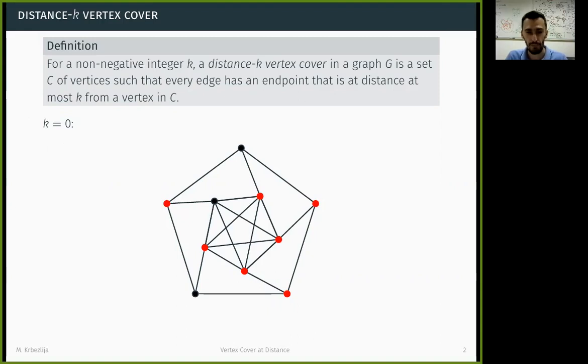When k is equal to 1, this set of red vertices is a distance 1 vertex cover because every edge has an endpoint that is at a distance at most 1 from a red vertex. And when k is greater than or equal to 2, this one vertex will suffice to cover every other edge in the graph. That is, every edge will have an endpoint that is at a distance at most k from the red vertex.